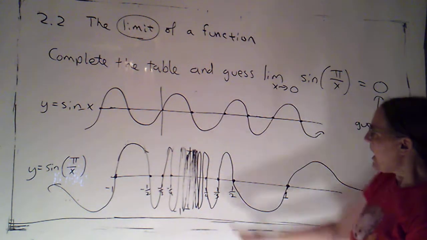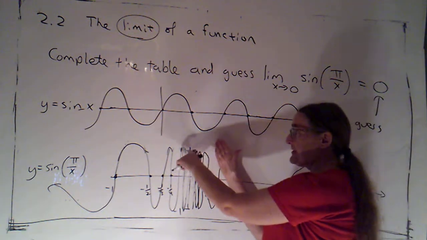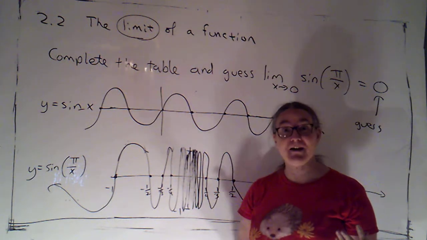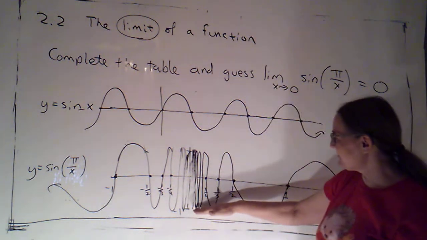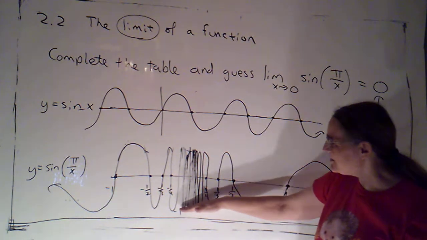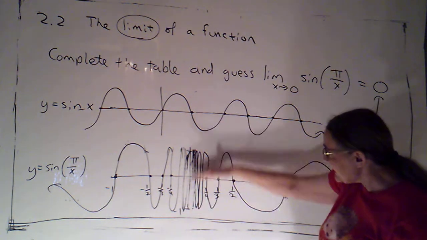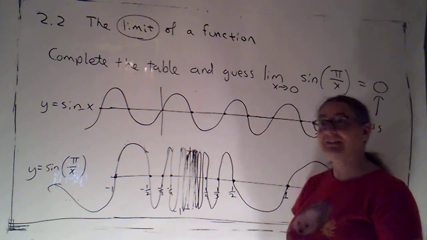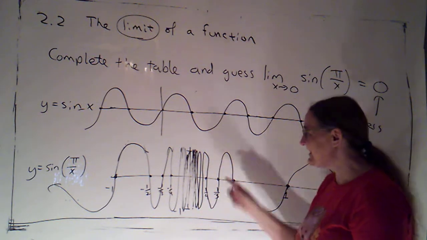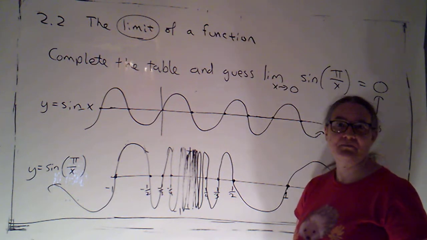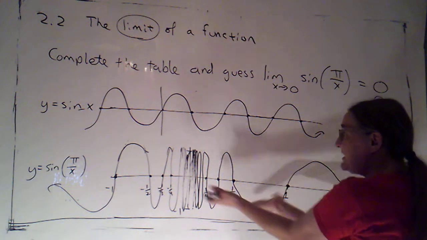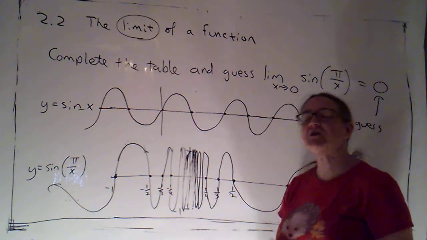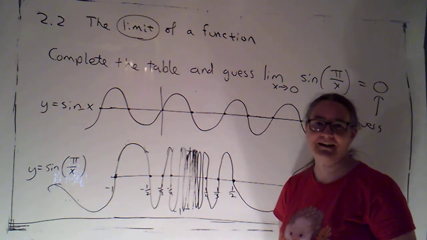Okay. So I could find a different sequence of points that was getting arbitrarily close to 0 where the y values were 1. Or another sequence of points where the y values were -1. Or any of the values that are in the range of sine. I can get arbitrarily close to 0 and find points that are taking on those values. So the table of values didn't capture this sort of crazy behavior that we have here, which is why the table of values was misleading.